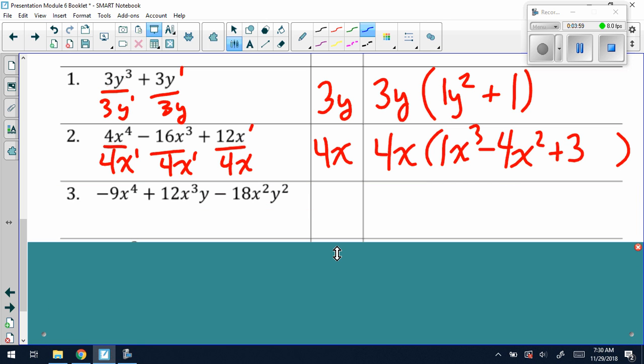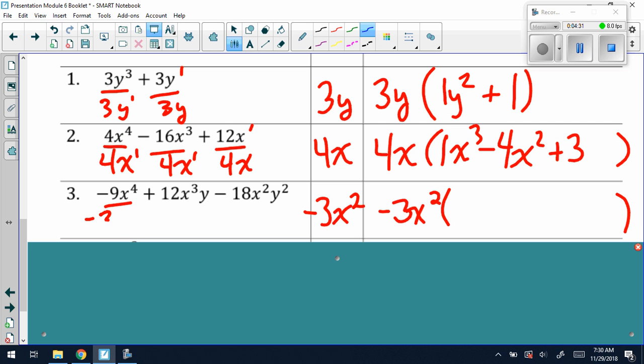Now, you can see here my leading coefficient is negative, so when I go to pull out my GCF, I'm going to pull out a negative. 9, 12, and 18. 3 goes into all of those. And then I've got x to the 4th, x cubed, and x squared. I'm going to choose the smallest exponent, so 2, x squared. And then notice this first term doesn't have a y, so y is not a common factor. So my GCF here is 3x squared.